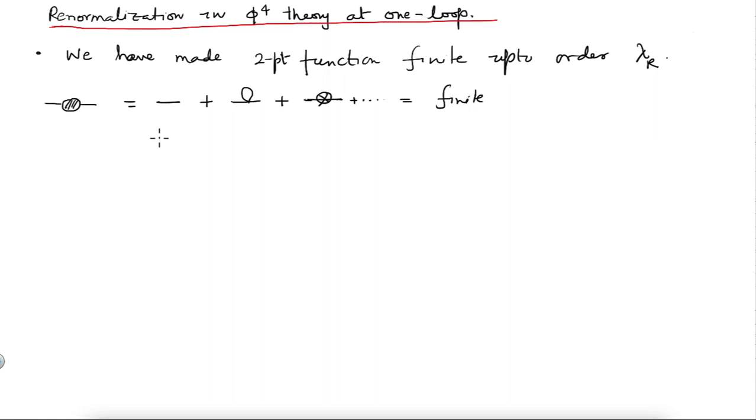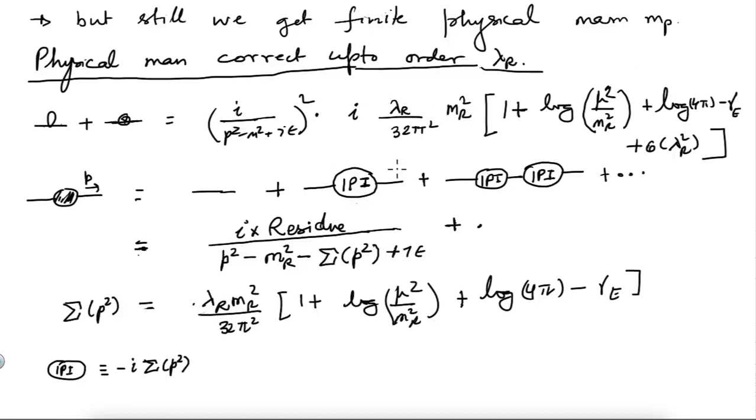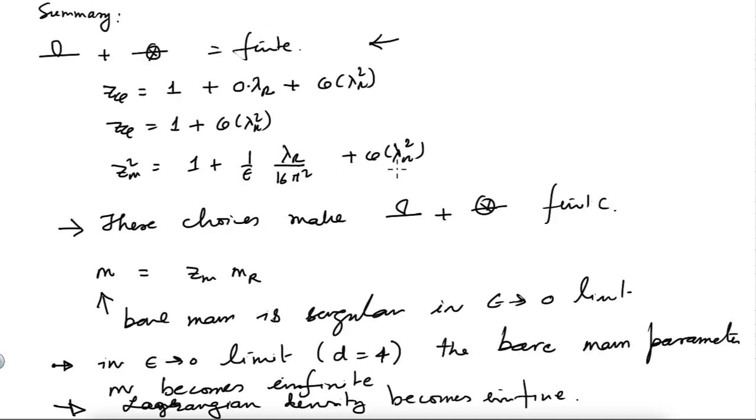We have found that to make this two-point function finite up to order lambda r, the renormalization constants take these values. Z phi was 1 plus the order lambda r term, and that term turned out to be 0, so it starts at order lambda r squared. And then Z m squared we found to be 1 plus 1 over 16 pi squared. Let's check. I think that was correct. Let me go back and see. This is correct.